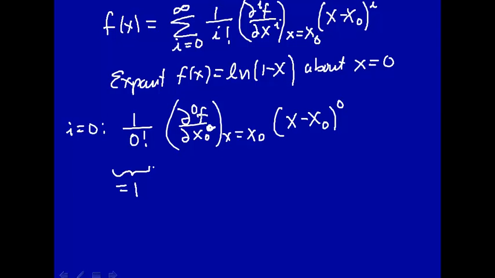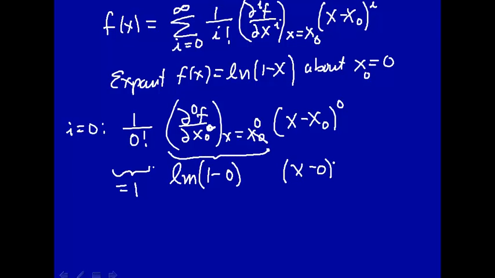This, the 0th derivative of the function, is just the function. The function is ln of 1 minus x, and we're going to evaluate this at x equals x0, and we said x0 was 0. So we'll just evaluate this at x equals 0. So 1 minus x, 1 minus 0. That's what that term is. And this term will be x minus 0 raised to the 0 power. All right, this is equal to natural log of 1, which is 0, and anything raised to the 0 is 1. So the i equals 0 term is equal to 0.